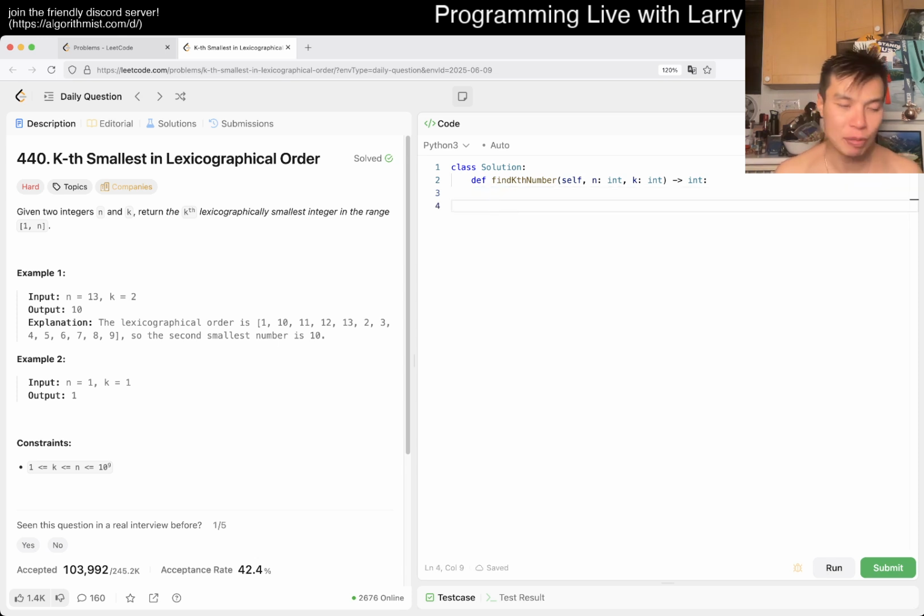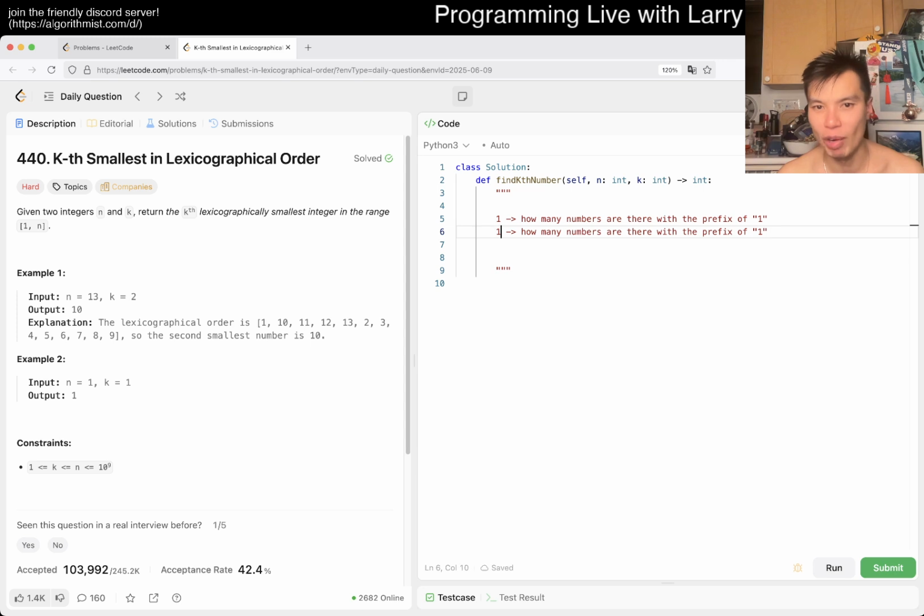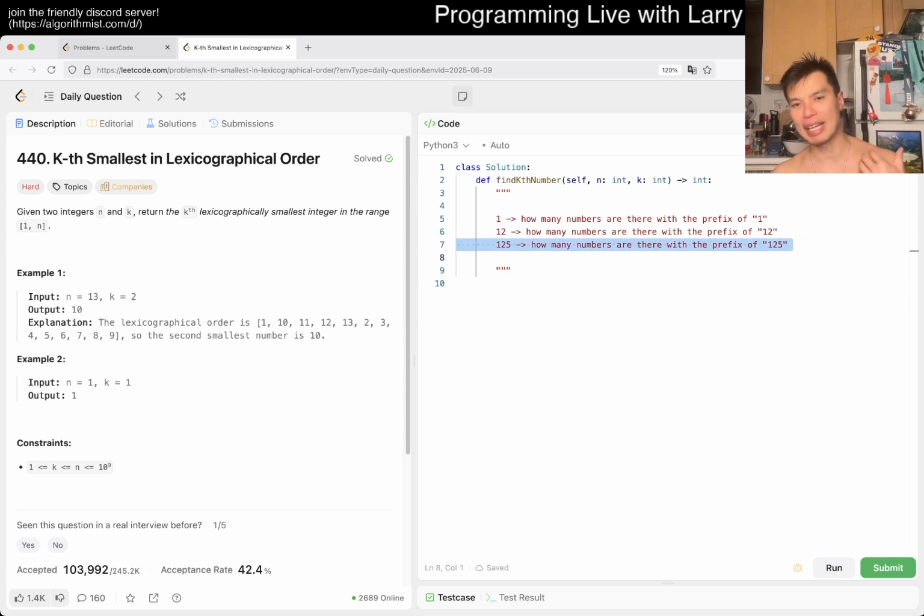Okay, so that's basically the framework for how to think about how to get the number, right? But now we have to figure out the function of what we said, which is that if we try the first number as 1, we have to answer the question of how many numbers are there with the prefix of 1, right? And then maybe later on, you have to ask the same thing, like 1, 2, and then 1, 2, 5 will be 1, 2, 1, 2, 5, right? So something like that. So you have to keep asking it.